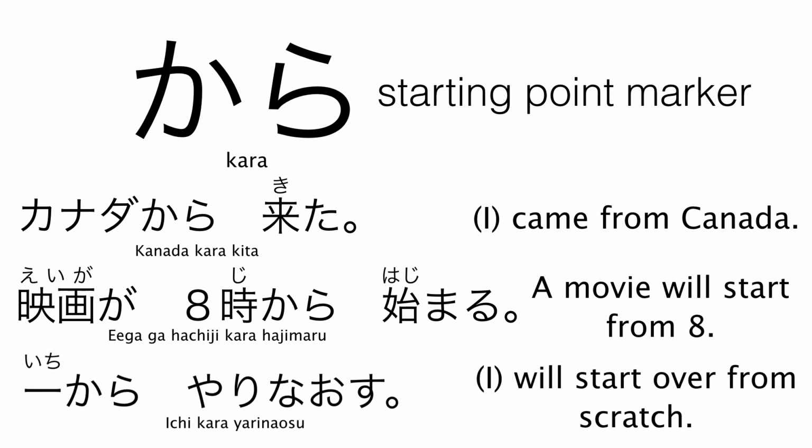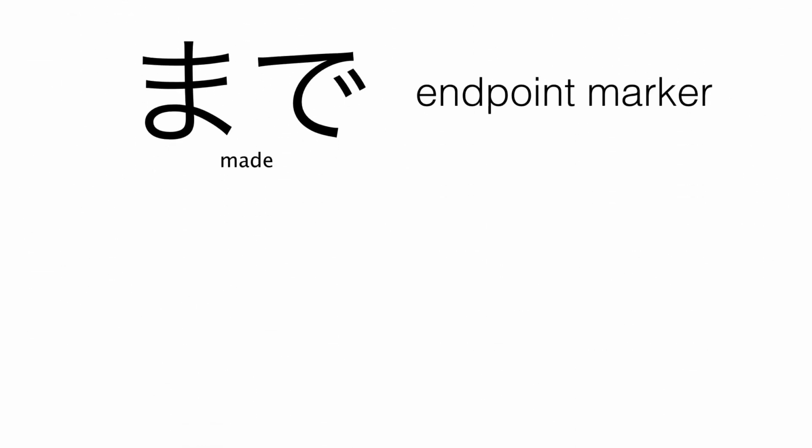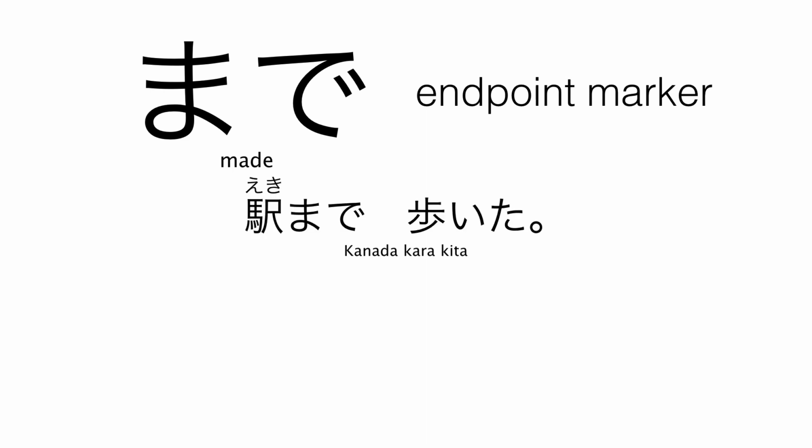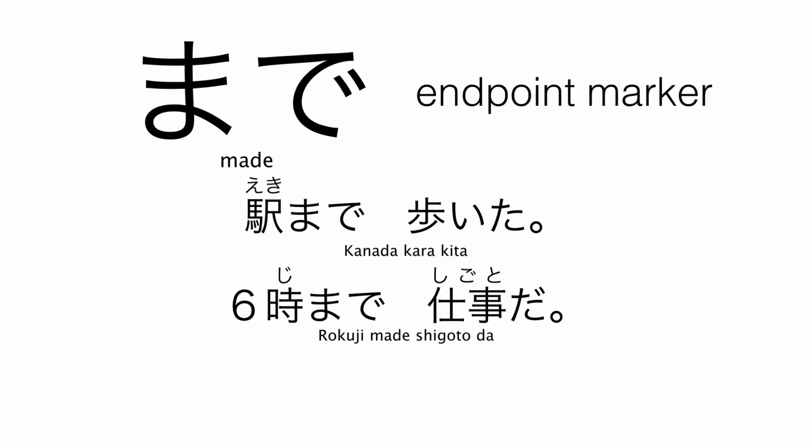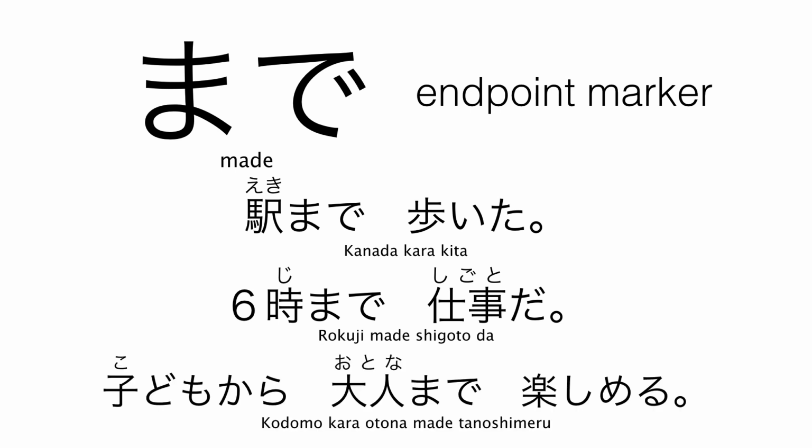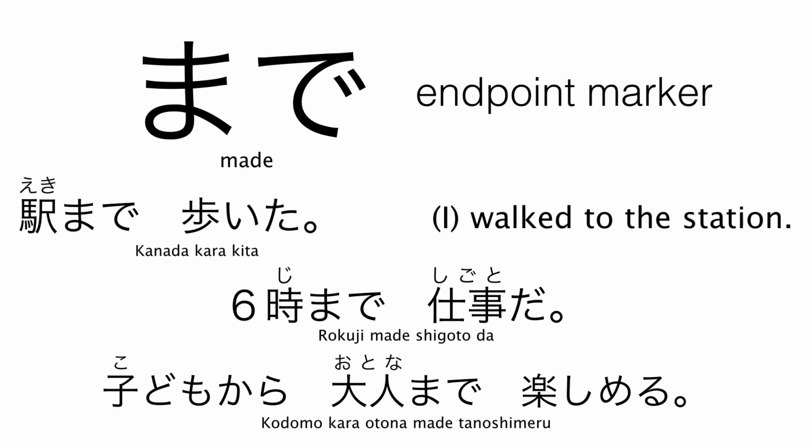This から particle is commonly used together with another particle that marks the end point, which is まで, the end point marker. Here's a few examples. 駅まで歩いた。6時まで仕事だ。子供から大人まで楽しめる。The first sentence, 駅まで歩いた。駅 means a station. And 歩いた is a simple past tense of 歩く, meaning to walk. So the meaning of the sentence is I walked to the station. You started walking from whatever place that is not mentioned all the way to the station, which is your endpoint.